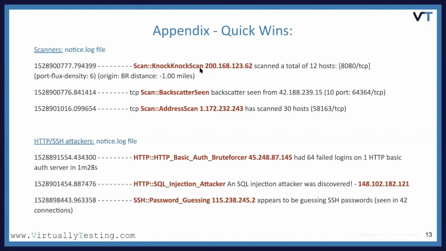So what Zeek is saying in these three attempts is that the first IP, 200.168.123.62, has attempted more than 12 host scanning attempts on at least port 8080. And these are getting generated by the scan scripts that we have loaded, and they all will be shown in the notice.log file. So the second one is the backscatter scan attack.